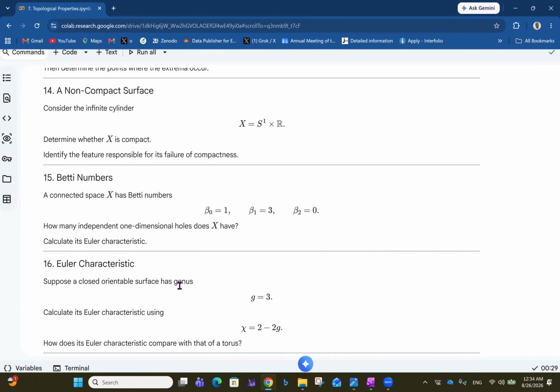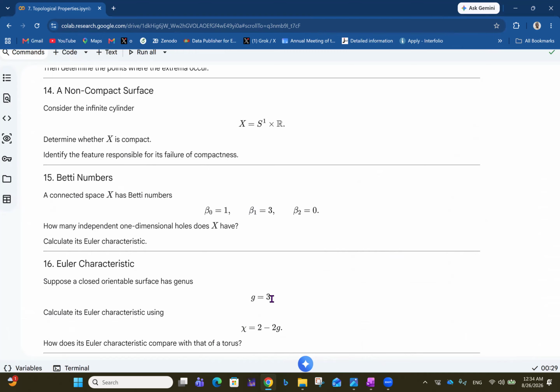Suppose a closed orientable surface has genus 3. Calculate its Euler characteristic using it. Just put the G. How does its Euler characteristic compare with that of a torus? In this case, you get 2 minus 6, which is minus 4. For comparison, a torus has genus G equals 1, and then you get 0. So this surface with genus 3 has Euler characteristic -4, while the torus has Euler characteristic 0.